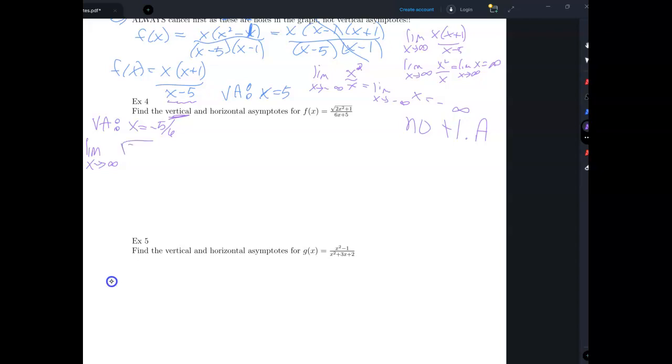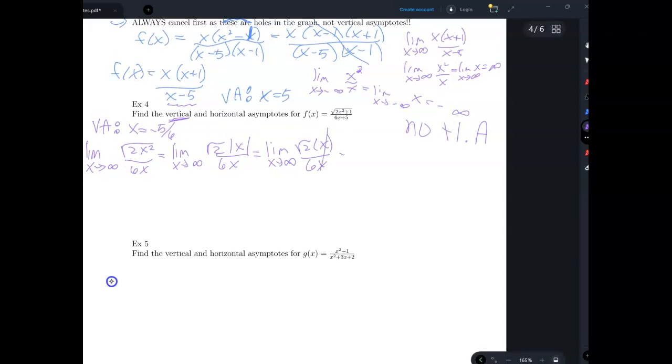So from the numerator, I get this, denominator this. So then limit as x goes to infinity, I'd get root 2 absolute value of x over 6x. And since I'm going to positive infinity, using the definition of the absolute value, I get root 2 times just a positive x. So these x's cancel, and so I get root 2 over 6.